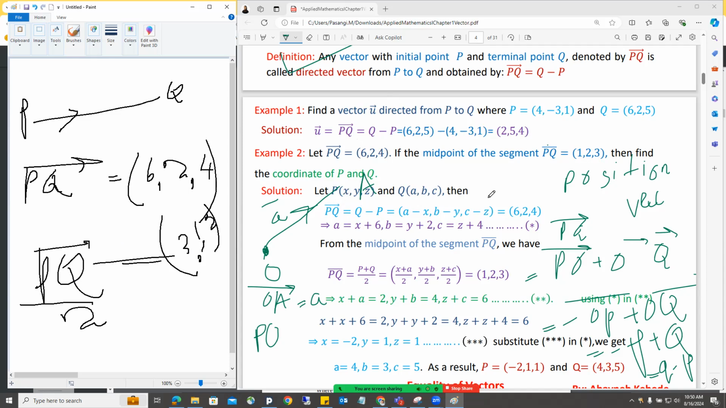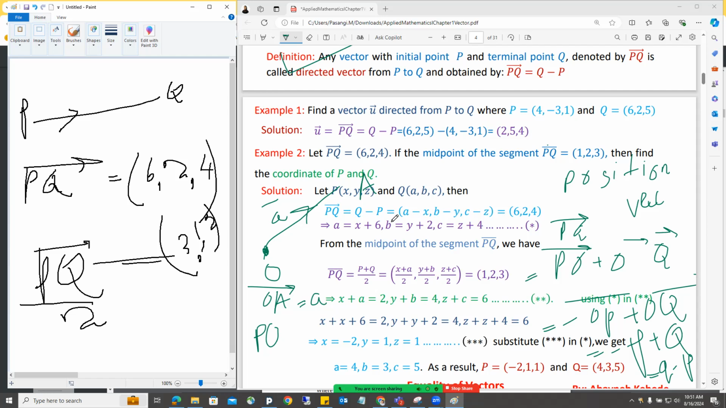So the PQ vector first, how? PQ vector is PO plus OQ, which means here we have minus P plus Q. Then you will get the final answer as 6, 2, 4. Is it clear? Because we already have these two values, P and Q, for the position vectors, we can get the OP and OQ values. Then we do the subtraction, and we receive 6, 2, 4 as the vector of this PQ.